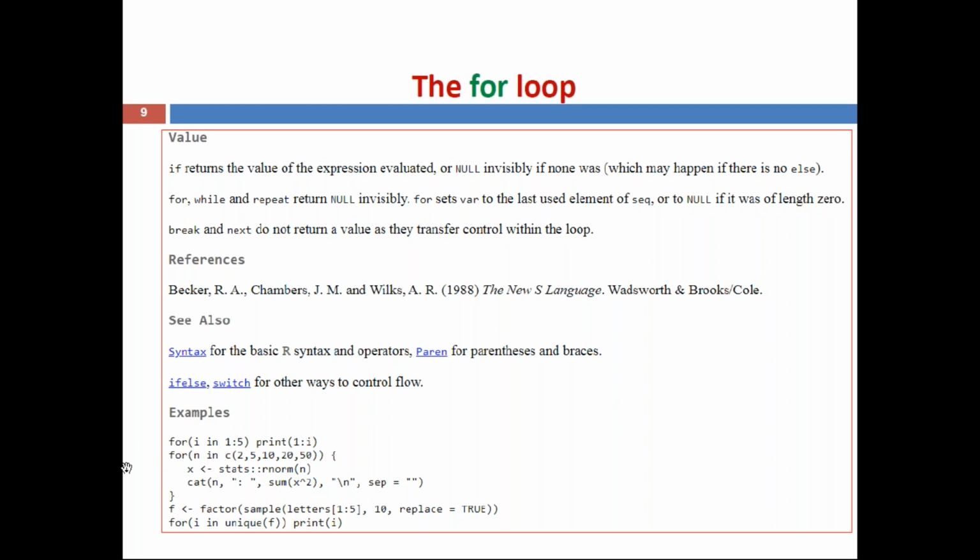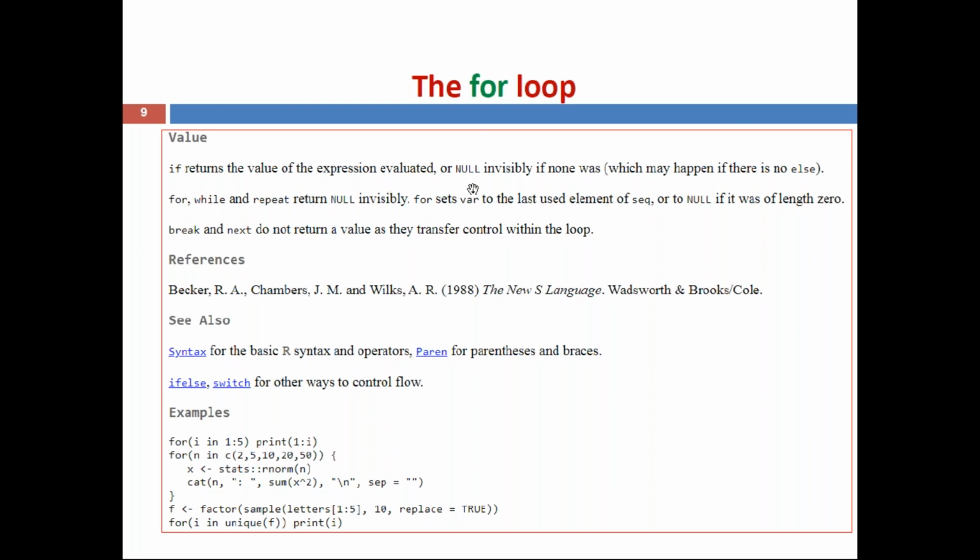Then see at the bottom, an example is also given. For i in 1:5, here i is the name, in is fixed, then the vector or value is 1:5, the range values. Then it prints 1:i. This is one example. Second example, for n in c(2, 5, 10), using the combined vector format, that is non-continuous values. So you can combine using c. Then you are using x equal to stats or normal, some calculations, executable statements.